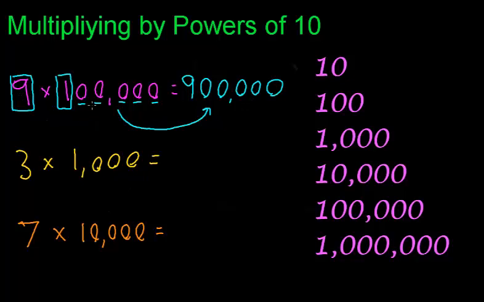Because if I have 9 100,000s, it's 900,000. 100,000, 200,000, 300, 400, 500, 600, 700, 800, 900,000. So it's interesting, you're just counting by those 100,000 places. Let's look at our next one.